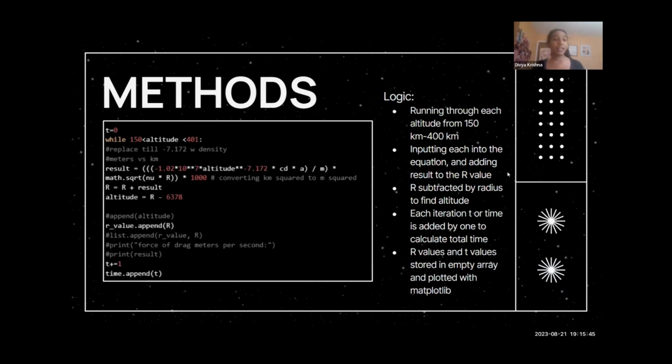So after I validated that this equation did work, I used a simple Python script in order to model what it would look like if a spacecraft actually descended from 400 to 150 kilometers. So what I essentially did is using the equation, this section here from negative 1.02 all the way till the altitude allows us to account for variable altitude.